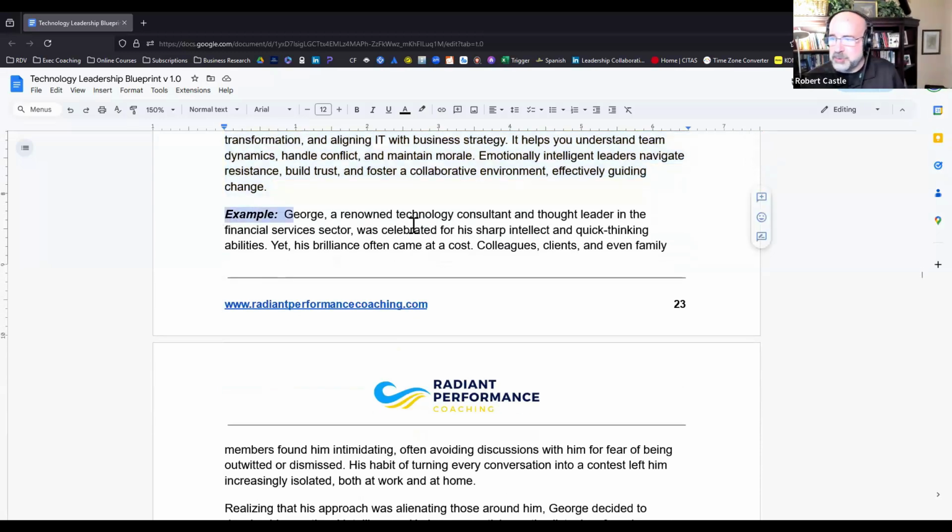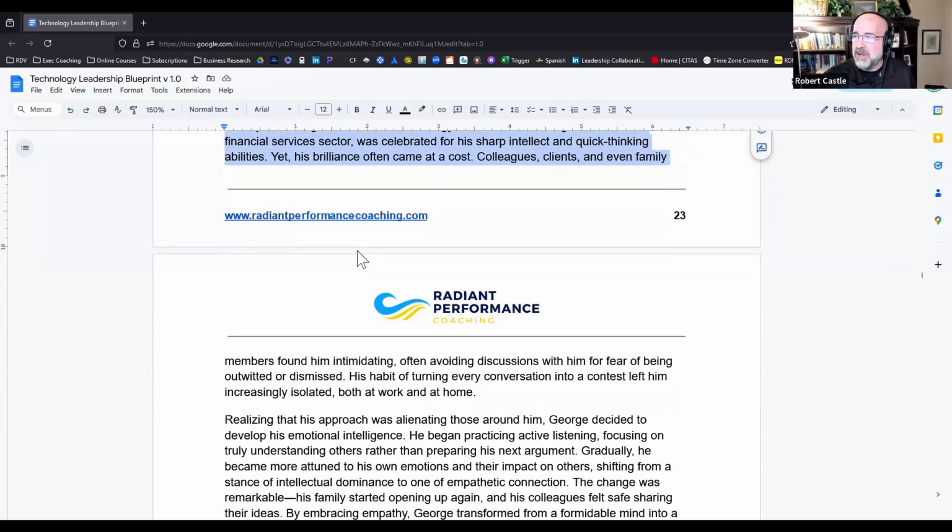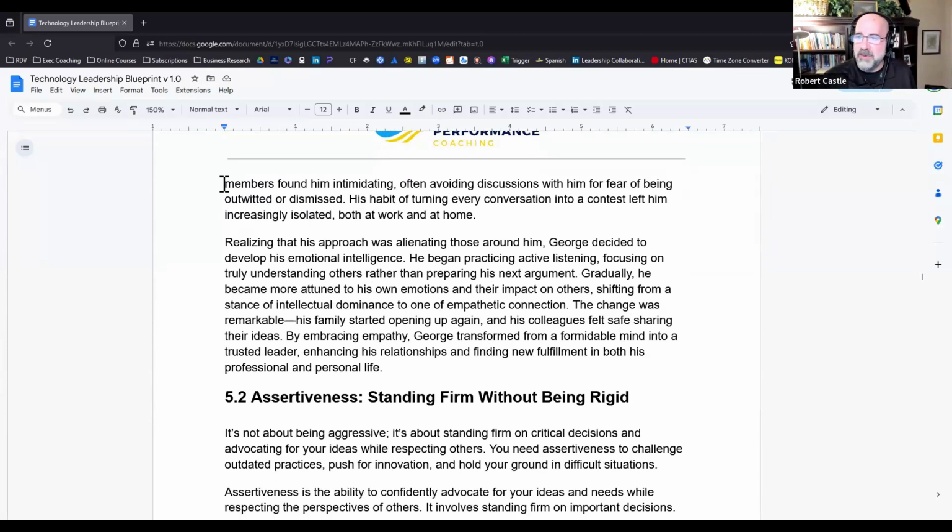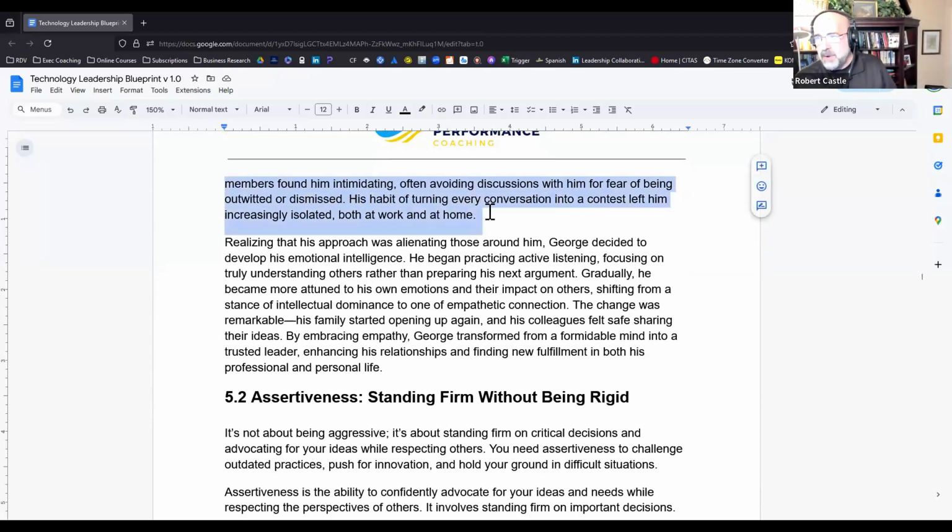Here's an example. George, a renowned technology consultant and thought leader in the financial services sector, was celebrated for his sharp intellect and quick thinking abilities. Yet his brilliance often came at a cost. Colleagues, clients, and even family members found him intimidating, often avoiding discussions with him for fear of being outwitted or dismissed. His habit of turning every conversation into a contest left him increasingly isolated, both at work and at home.